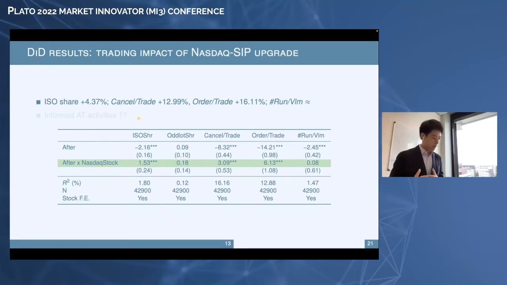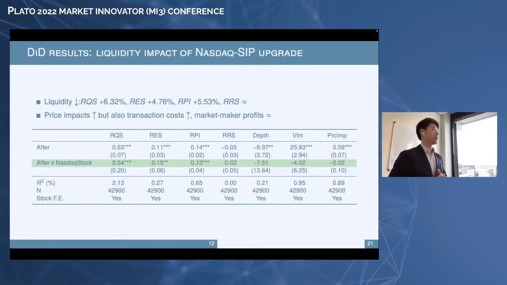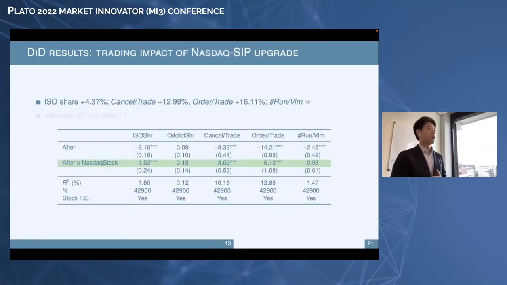So if you combine the liquidity results that we saw in the last slides, that there's higher price impact, and here on the trading that there is a pickup in the AT or algo activity, it seems to me the storyline is that the SIP upgrade encourages more informed trading from institutional traders who might use algos for execution purposes. So I think that's the key interpretation I want to share from the diff-in-diff results.